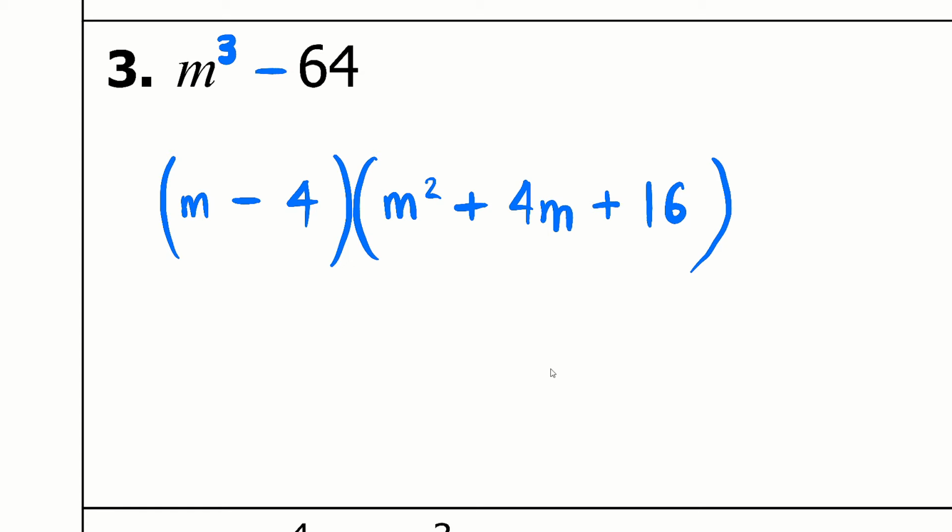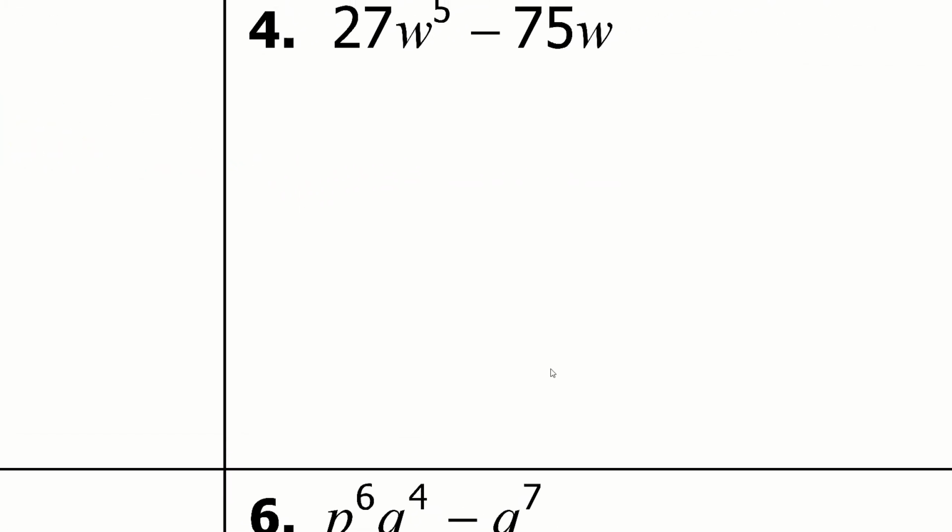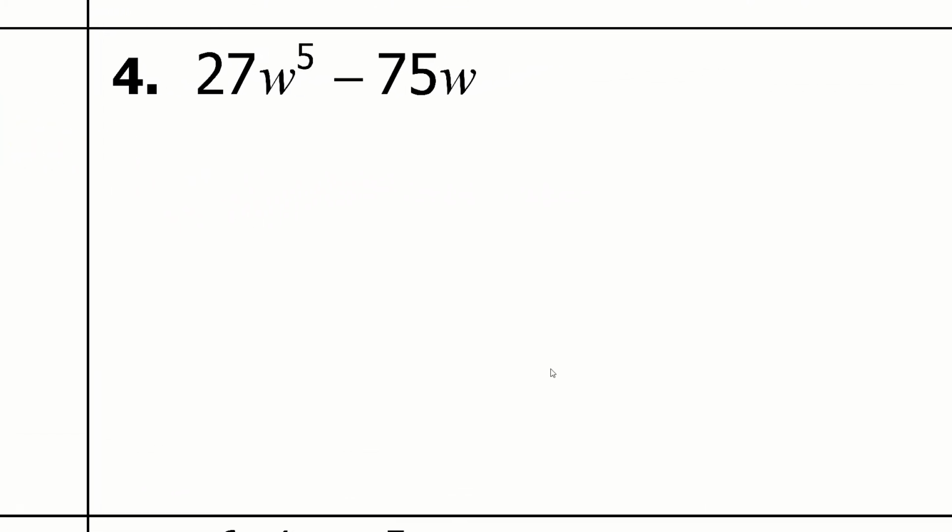And there you have it. Nothing we can do with either of these. It's done. All right, moving along. Number 4. Hopefully what you notice, this is a 5, right? This is a 1. So I can definitely pull out a W.